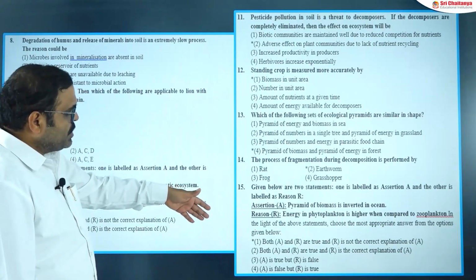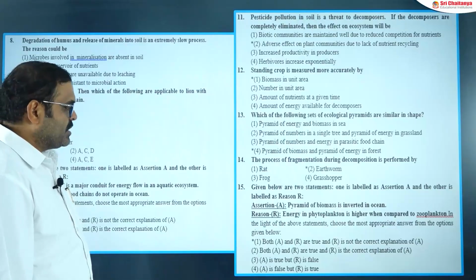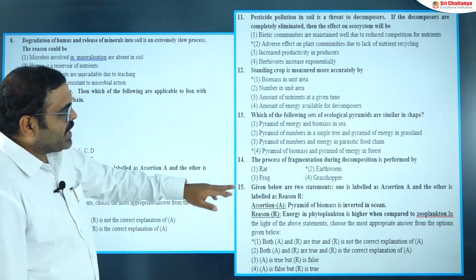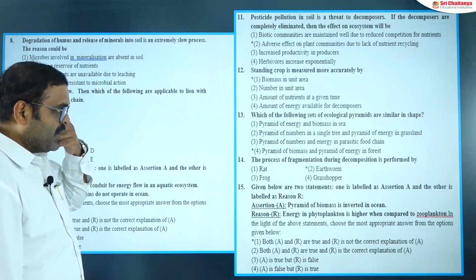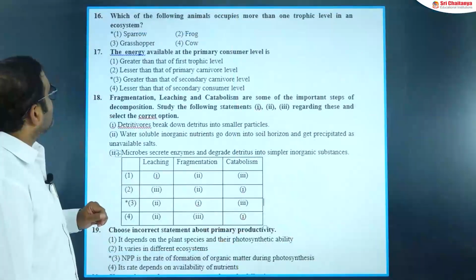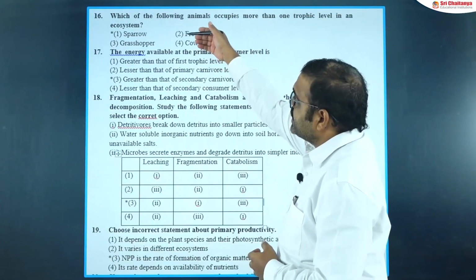Yes, that is true. And energy in phytoplankton is higher compared to the zooplankton. Its energy is higher, but it is not the biomass part. That's why both are true, but not the correct explanation. Next, which of the following animals occupy more than one trophic level, that means omnivorous like sparrow.